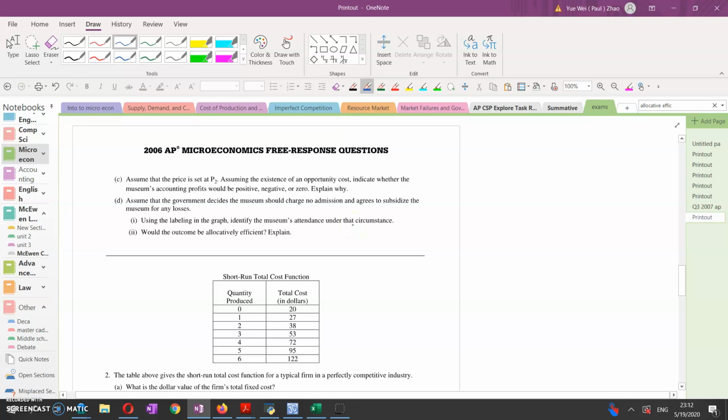Economic cost includes implicit and explicit costs, while accounting cost only includes the explicit costs. Accounting profits are always going to be larger than the economic profit. So accounting profit will always be larger than the economic profit because economic profit is zero. The accounting profits have to be positive.